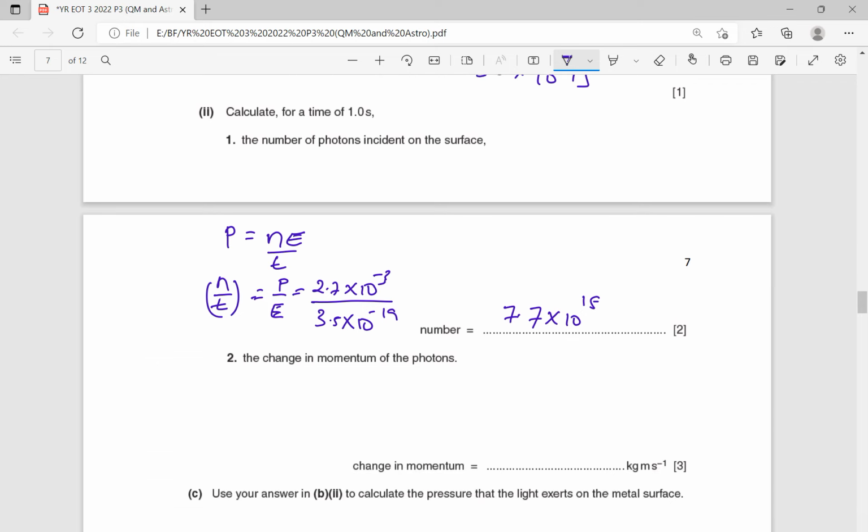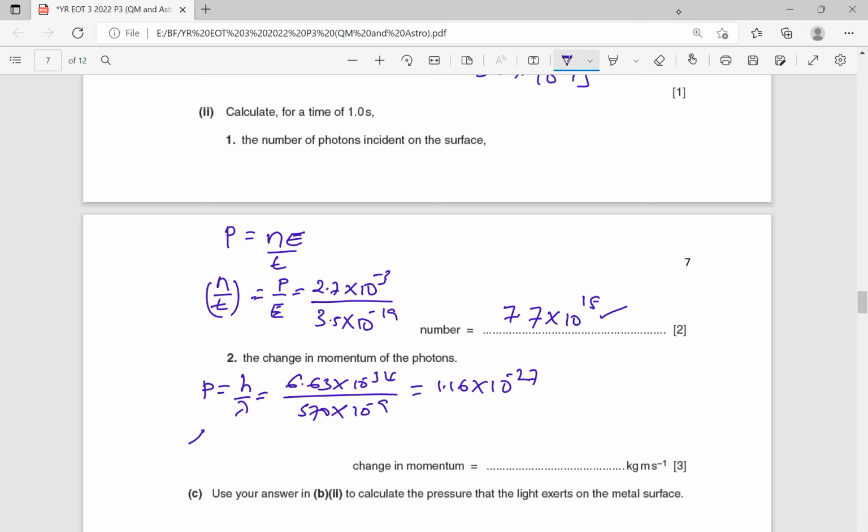Then the change in momentum of the photons. Since we have the number of photons, we can find the momentum of just one photon using the formula for de Broglie wavelength. So momentum is equal to h over wavelength. This would be 6.63 times 10 power negative 34 divided by 570 times 10 power negative 9. This gives us 1.16 times 10 power negative 27 as the momentum of one photon.